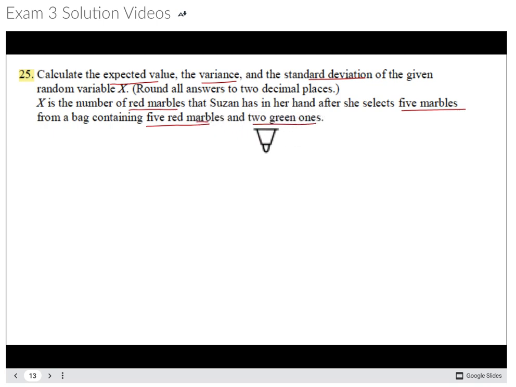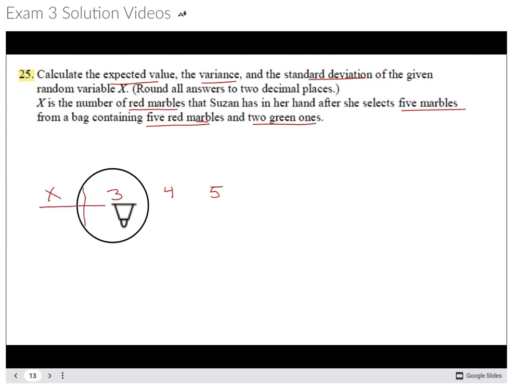So let's kind of go from the back side. She's got the 2 green. How many red would she have? She would have 3 red. So then if she had 1 green, she would have 4 red. And then if she had 0 greens, then she's going to have 5 red. So these are the values that X can take on, 3, 4, or 5. There's only 3 of them.